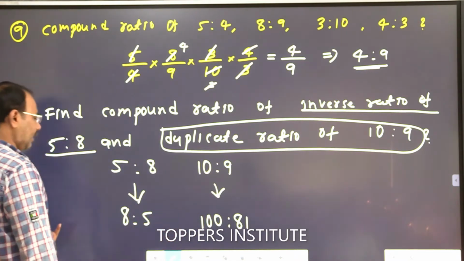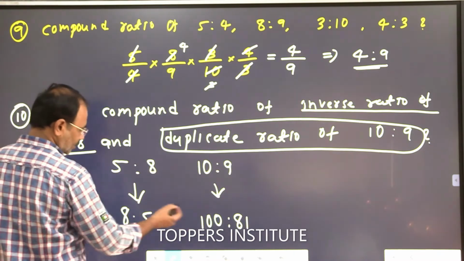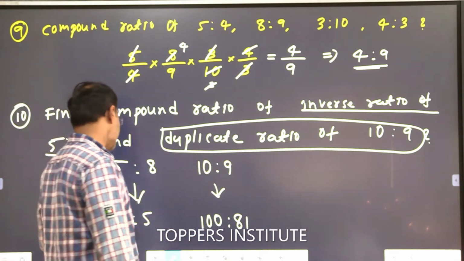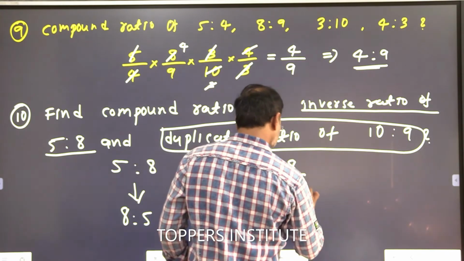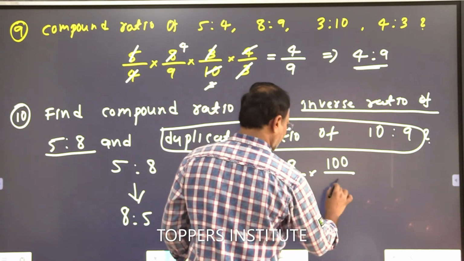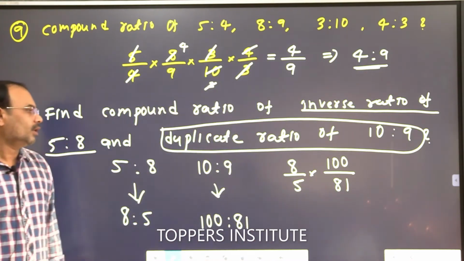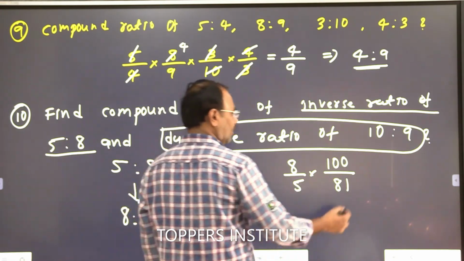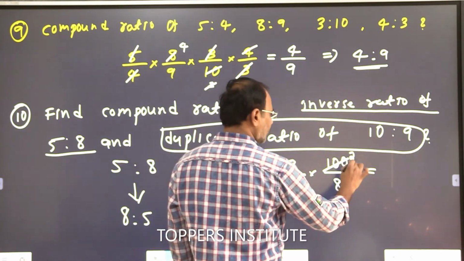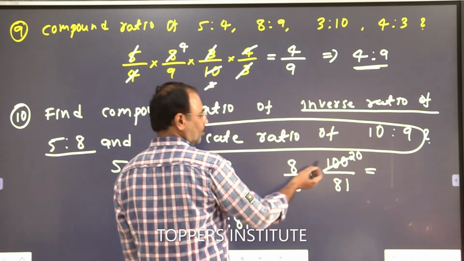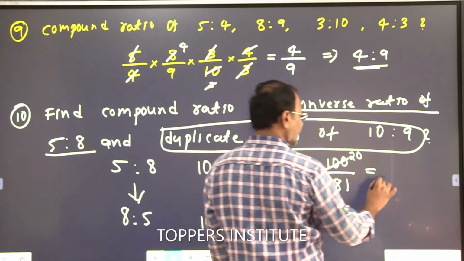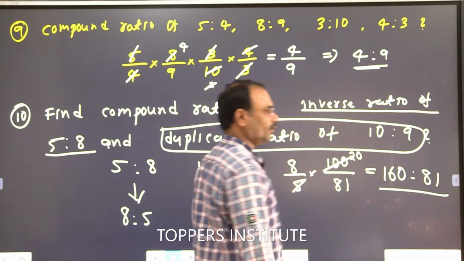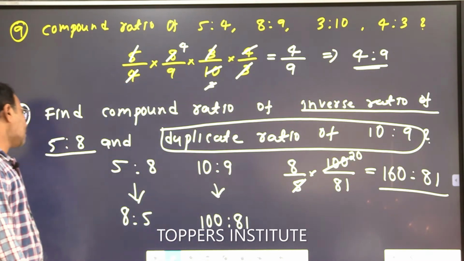Now we find the compound ratio of these two. This one is the inverse ratio, this one is the duplicate ratio. Now we have to find the compound ratio of these ratios. 8:5 is written as 8/5 and 100:81 is written as 100/81. So the compound ratio of 8:5 and 100:81 is 8/5 into 100/81. 5 ones are 5, 5 twenties are 100. 81 is not cancelled by 8 or 20. So multiplying, 8 twenties are 160. 160:81 is the compound ratio of the inverse ratio of 5:8 and the duplicate ratio of 10:9.